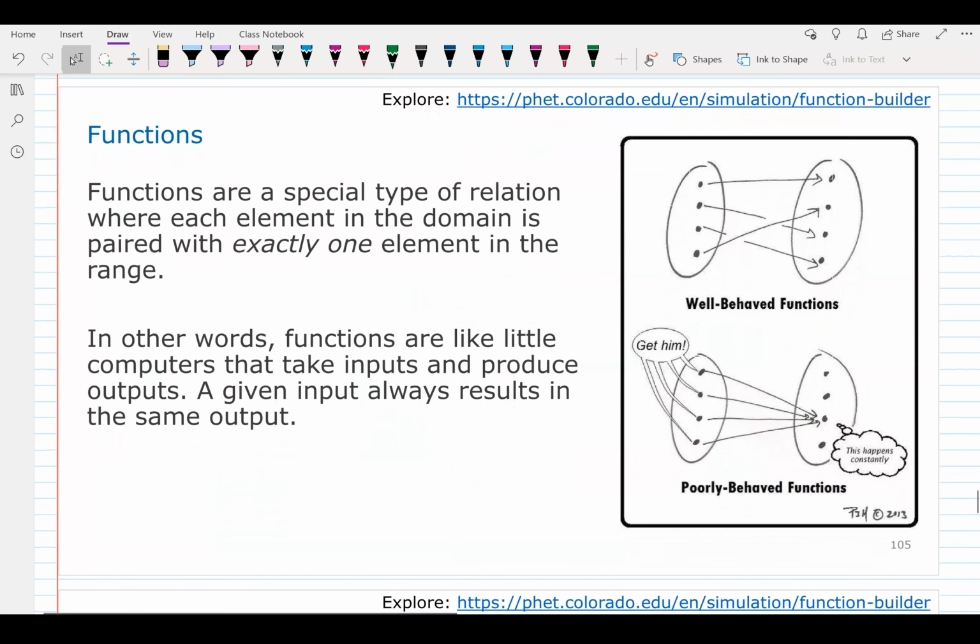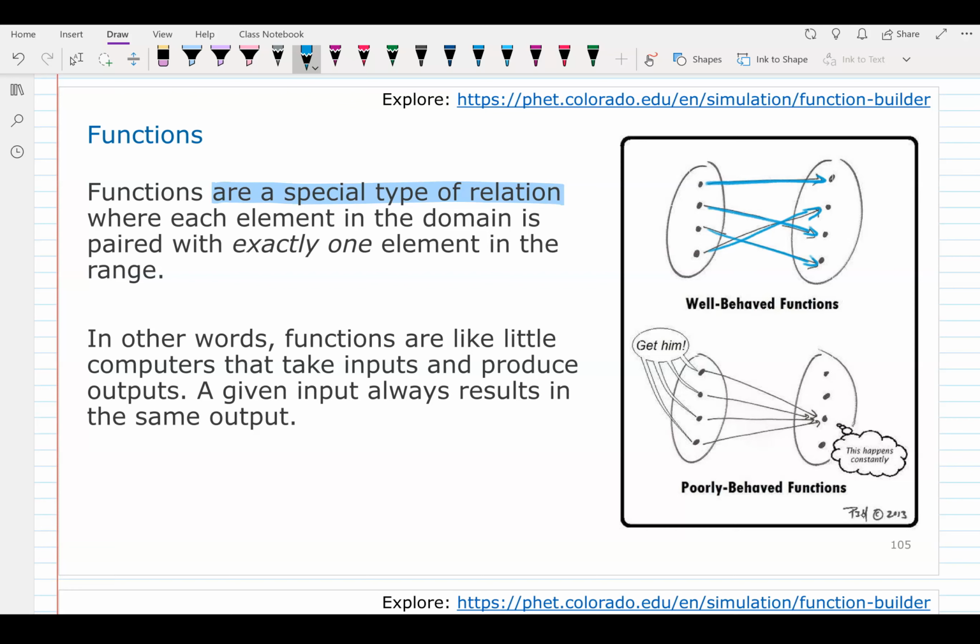So first I wanted to talk about functions themselves. Functions are a special type of relation. So I guess I just said that they were functions before, but really we were talking about relations. Now we're talking about functions, where each element in the domain is paired with exactly one element of the range. So you put in a domain value, and it'll give you one range value back. So in this case, this maps to that, this maps to that. That would be a well-behaved function.